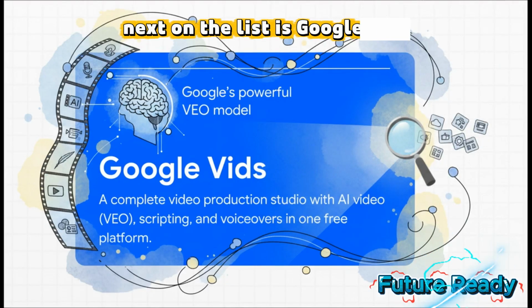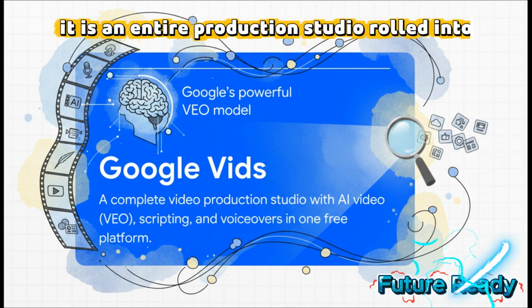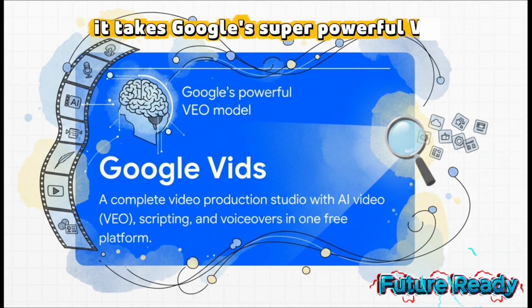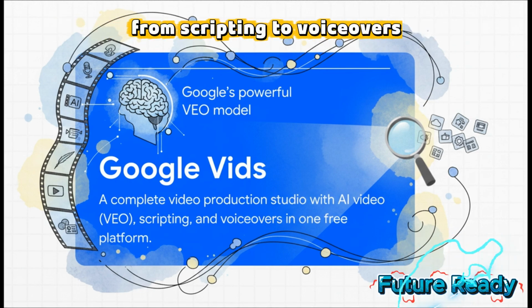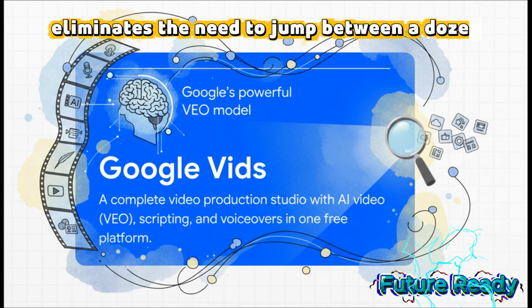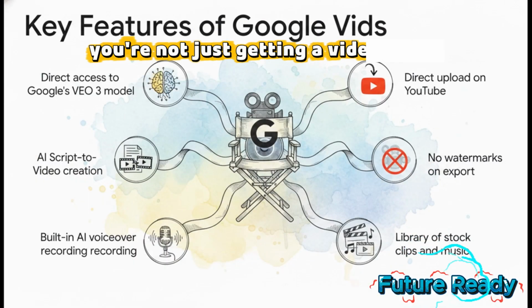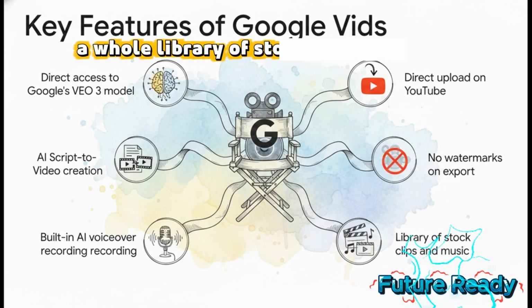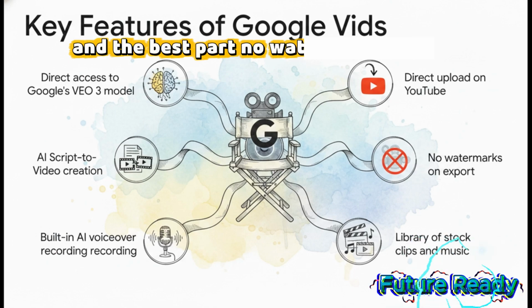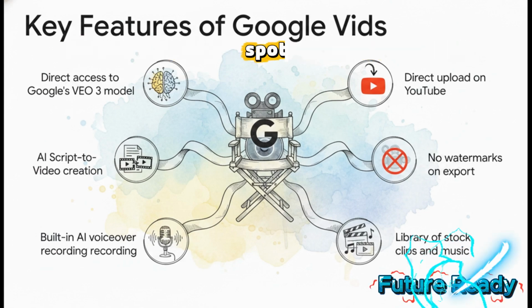Next on the list is Google Vids. Now, this isn't just another video generator, it is an entire production studio rolled into one. It takes Google's super powerful Veo model and combines it with everything else you need, from scripting to voiceovers. It just completely eliminates the need to jump between a dozen different apps. And just look at this feature list. You're not just getting a video model, you get AI script to video, built-in voiceovers, a whole library of stock clips and music. And the best part? No watermarks on your final video, and you can upload it directly to YouTube. It's a full professional workflow all in one spot, all for free.